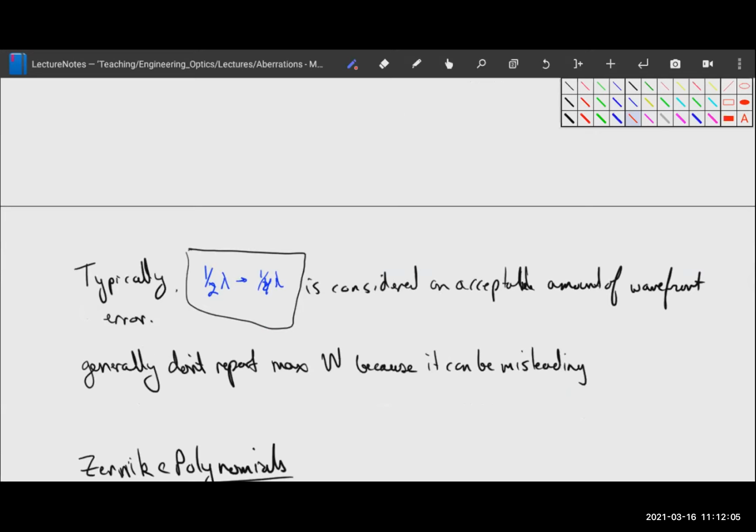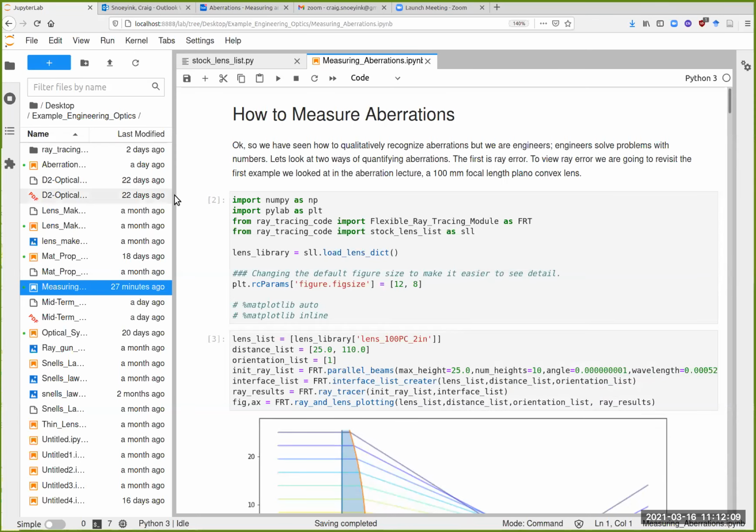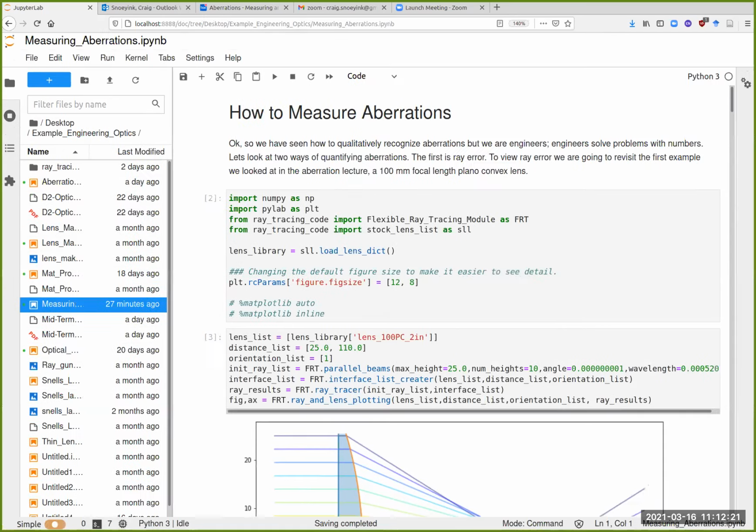So let's share my Jupyter Lab screen. Good. Okay. So I never noticed there's a simple tab. I wonder what this does.